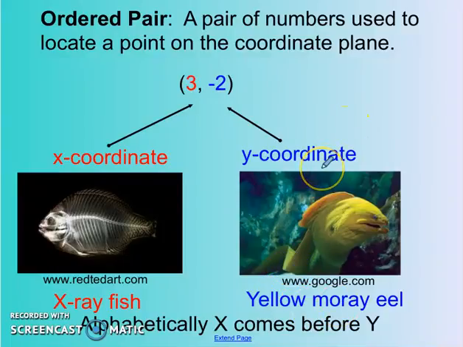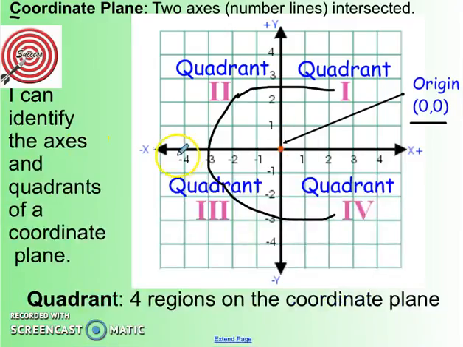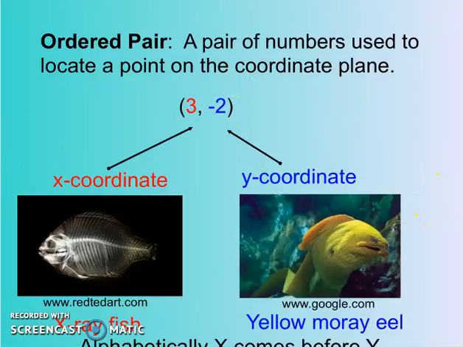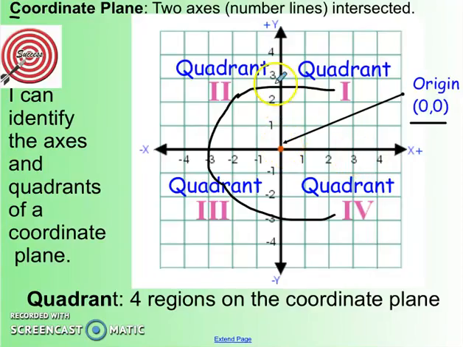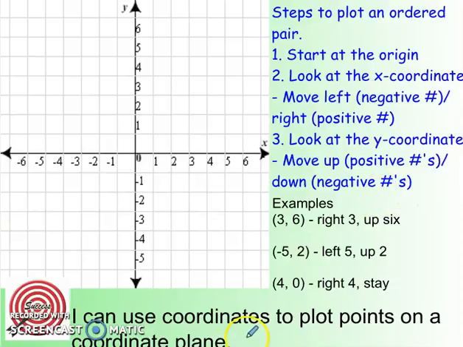And so when we are using these coordinates, the X coordinate shows us how to move on the X axis. Remember back here, this was the X axis. And so it shows us which direction to move, right or left. Now the Y coordinate, the second one, shows us which way to move on the Y axis, so up or down. And so that's our next target: I can use coordinates or ordered pairs to plot points on a coordinate plane.